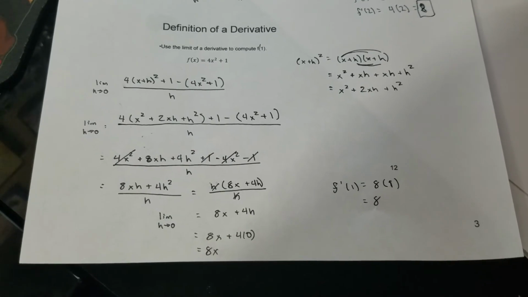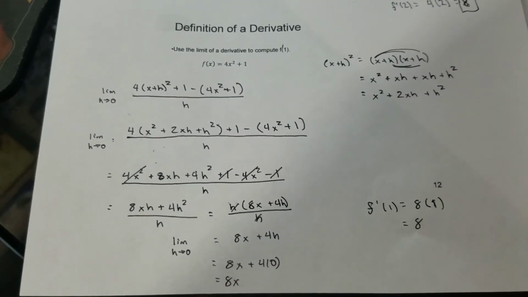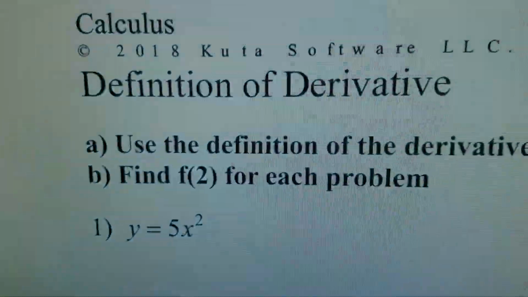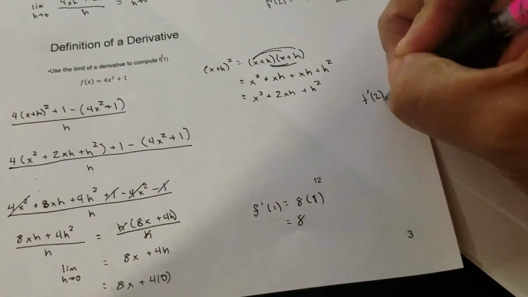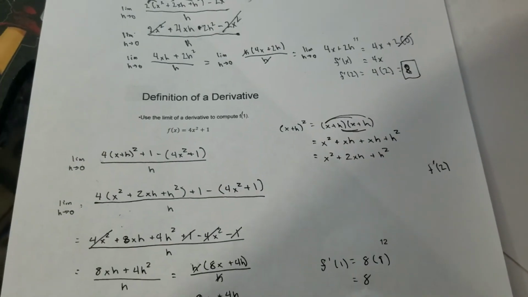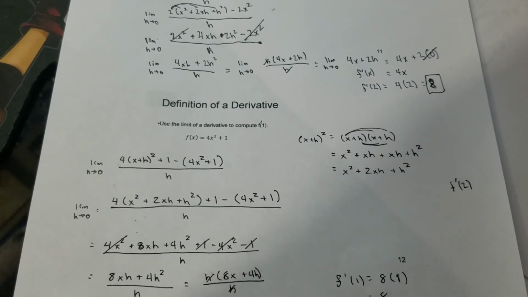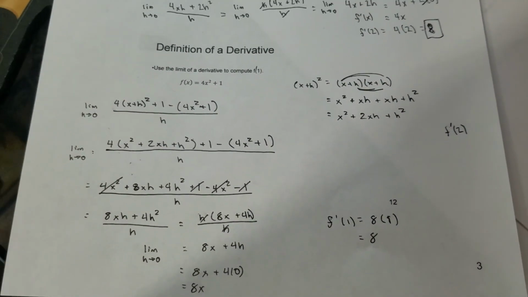So there is a mistake on the homework. Right here, where it says find f(2) for each problem, change it to f prime of 2. So you have to do this whole process and then plug in the 2 for x at the end. So again, guys, just do 1 through 4, then continue with the review. And if you have questions, let me know.